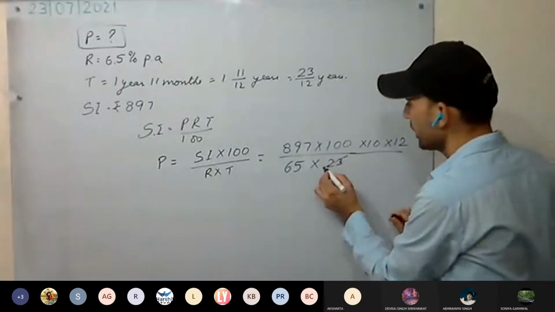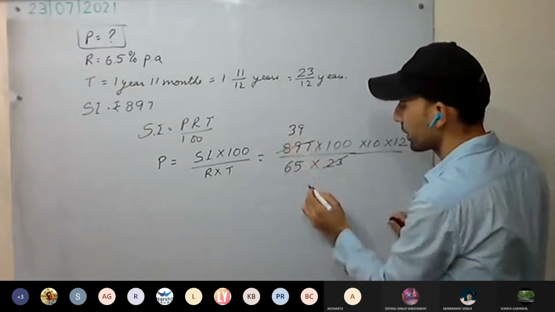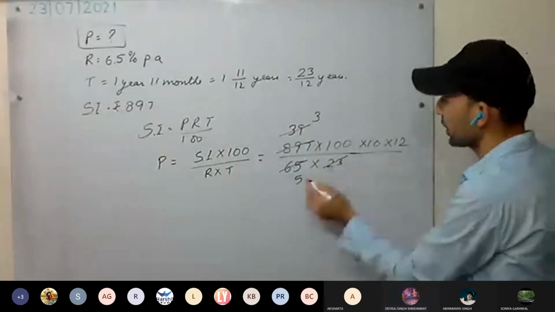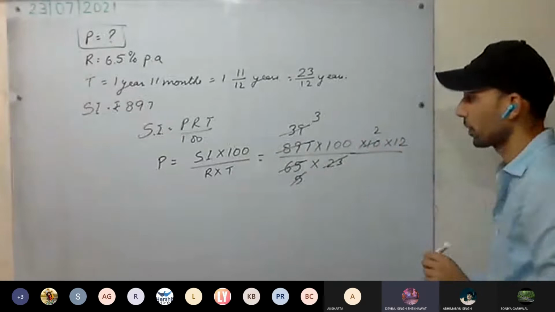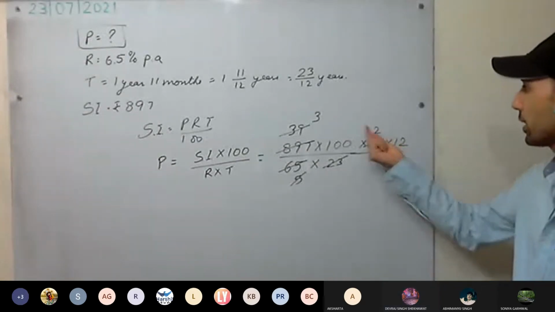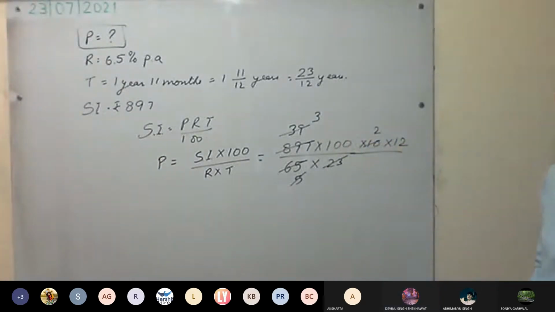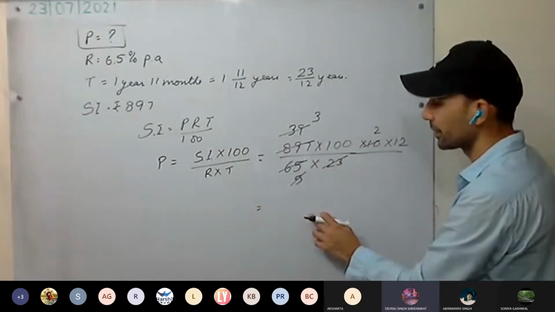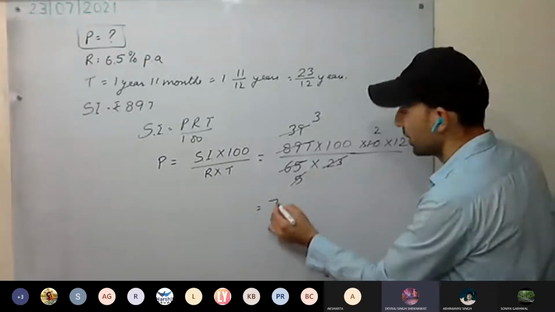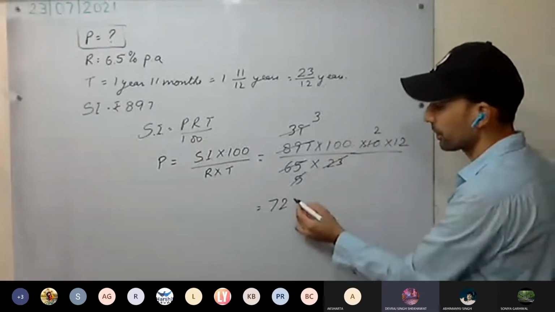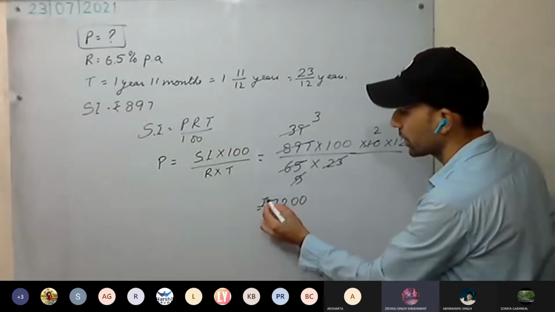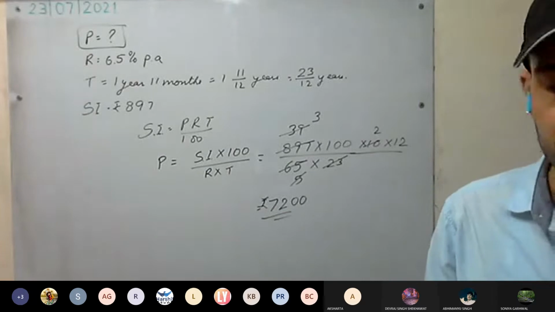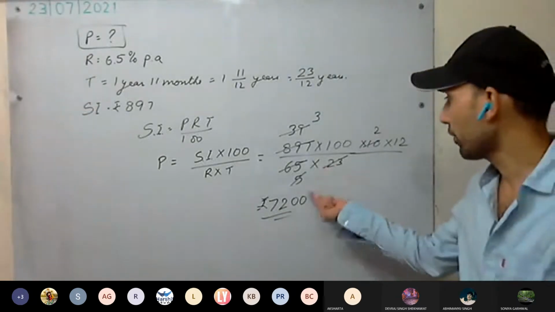So 23, 39, 13 3s are 39. Okay, 5 with here. 2, 2 times. So how much are you getting? 12 into 6, how much? 72. How many zeros? 2 zeros. So this is our principal, rupees 7,200. Is this clear to everyone?